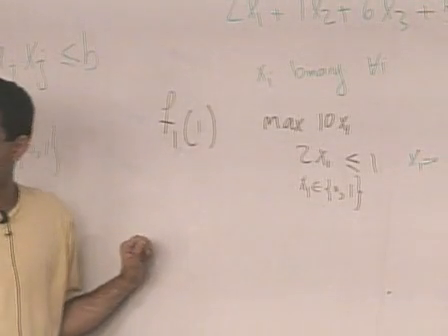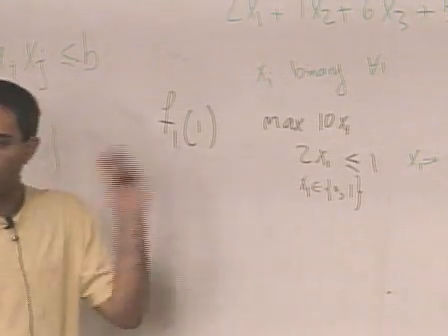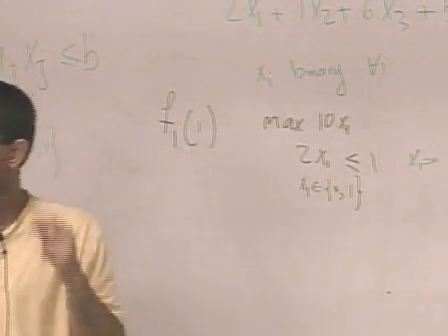So the only feasible answer is 0. Sure. Okay? For integer problems, this won't work. For integer problems, it's a little bit harder. The same method with a little bit of modification would work. We're not going to worry about it.